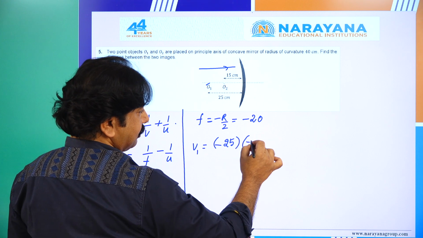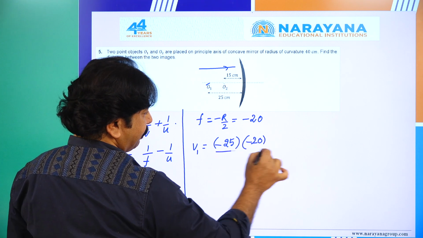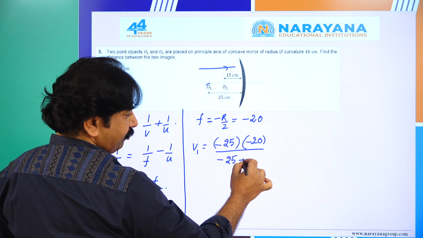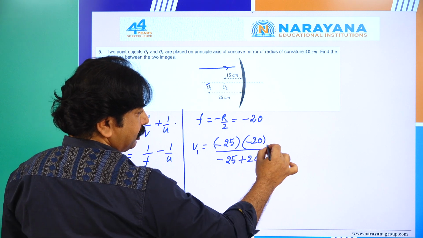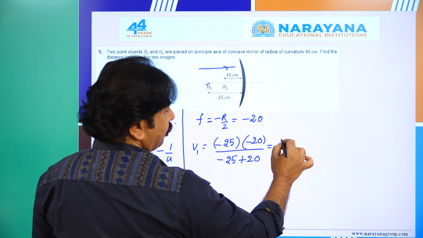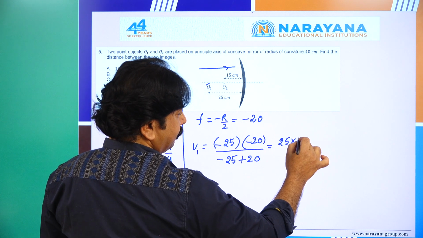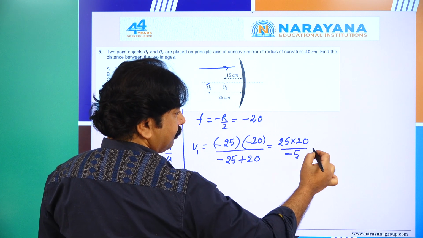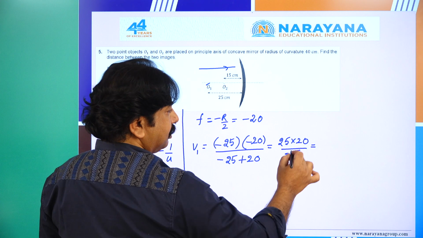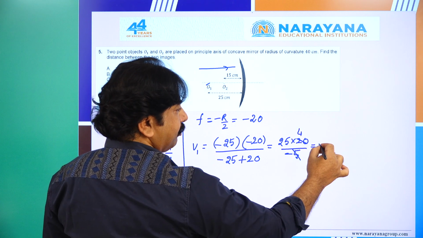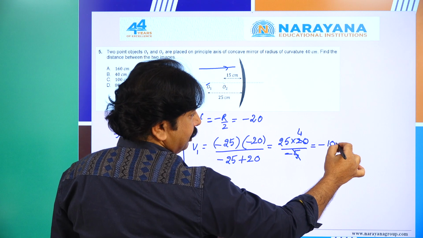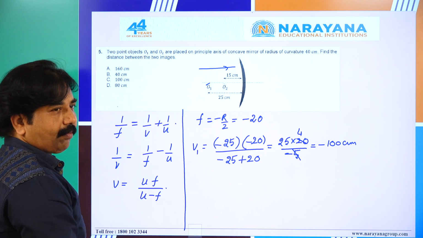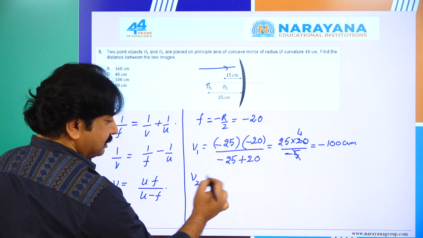And the focal length is minus 20 only. Here, this is also minus 25, minus of minus plus 20 only. Total together, here this is 25 into 20 by, this is nothing but minus 5 only. Totally we are getting here, this is 5 is 4 times, minus of 100 only, 100 centimeters. Negative sign indicates this side only. Okay, next one. What about the second one?